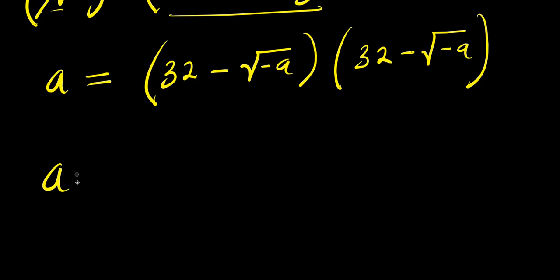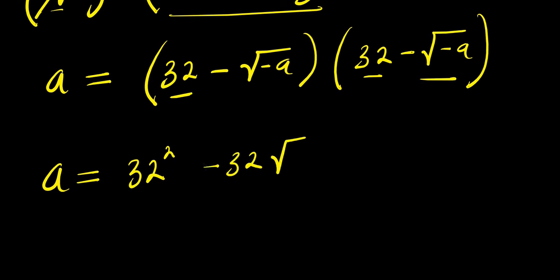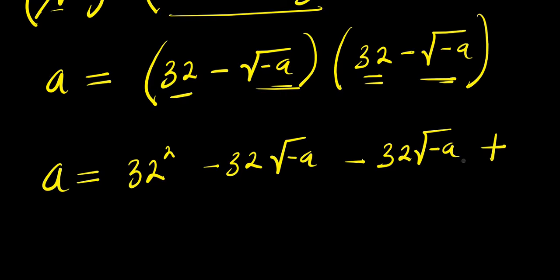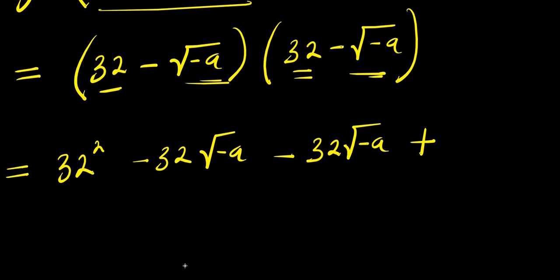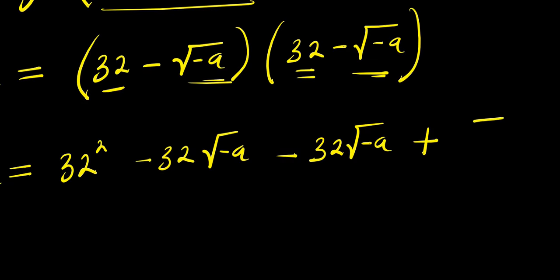So from here we have a equals 32 times 32, which is 32 to the power 2, 32 times negative root of negative a. So we have minus 32 root of negative a. This times this, we have minus 32 root of negative a. And this times this, we have plus square root of negative a to the power of 2.